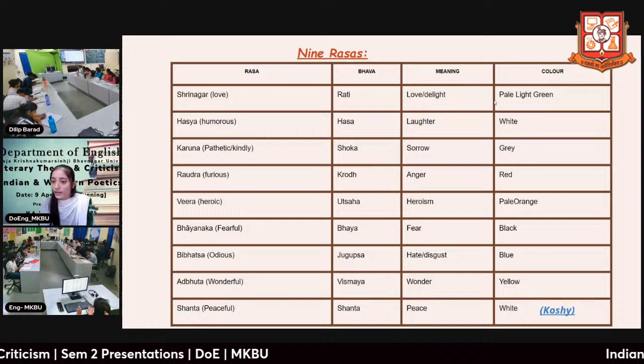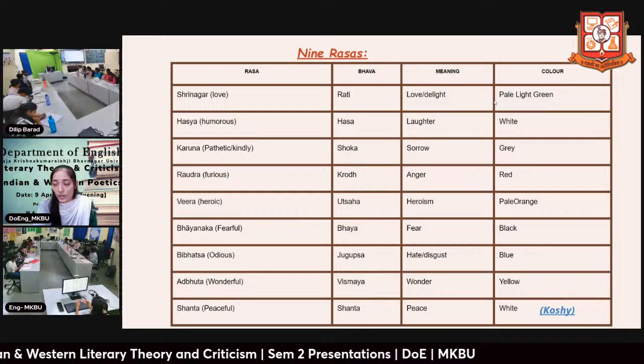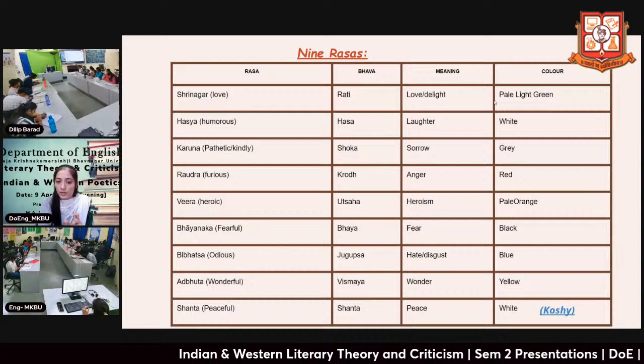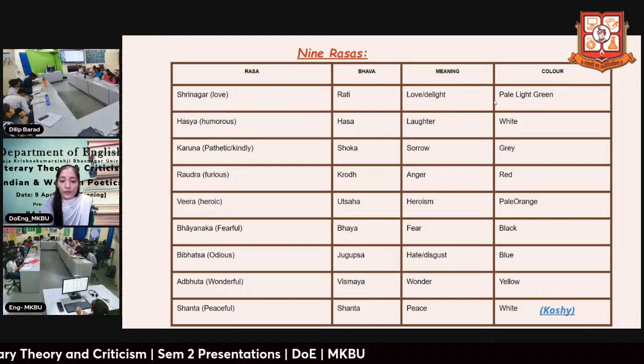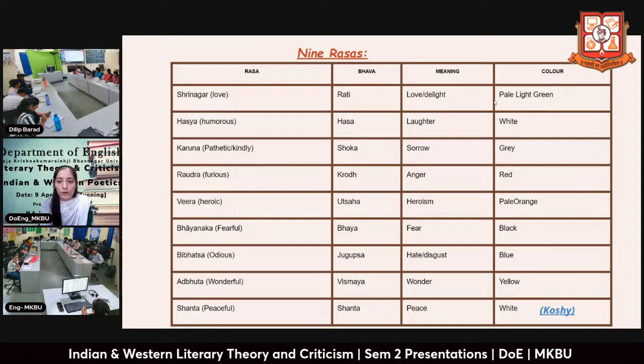Hasya means humorous. The associated bhav is hasa, meaning laughter, and the color is white. Karuna means pathetic or kindly, associated with shok, meaning sorrow, and we can connect it with gloomy or gray color. Raudra means furious, associated with krodh, meaning anger, and red color. Vira is associated with utsah, meaning heroism, and we find a pale orange color with it. Bhayanak means fearful, the bhav is bhaya, meaning fear, and black color is represented.